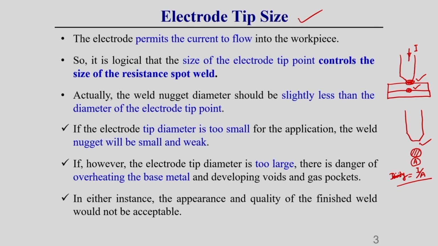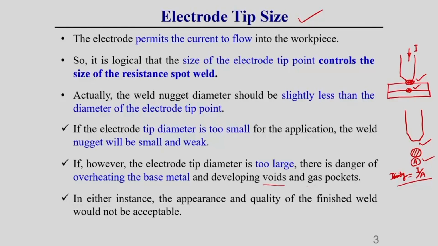Now, if the electrode tip diameter is too large, then there is a danger of overheating the base material. That is also not good, because due to this there is a chance of development of voids and gas pockets at the weld or nugget location. That is why a very large or very small electrode diameter is not preferable. Some optimum electrode diameter is required, and it depends on the thickness of the plate.